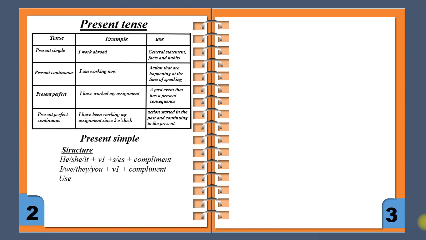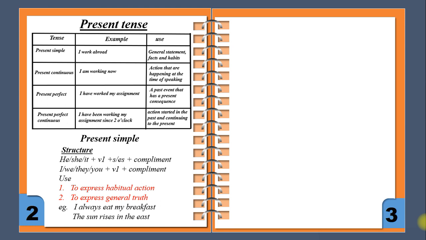The use of the present simple is 1. To express habitual action. 2. To talk about general truths. For example, I always eat my breakfast. This is a habitual action. And the sun rises in the east. This is a general truth. So, in order to express habitual action and general truths, we use the present simple.